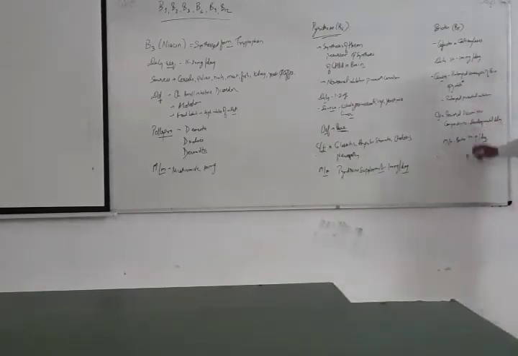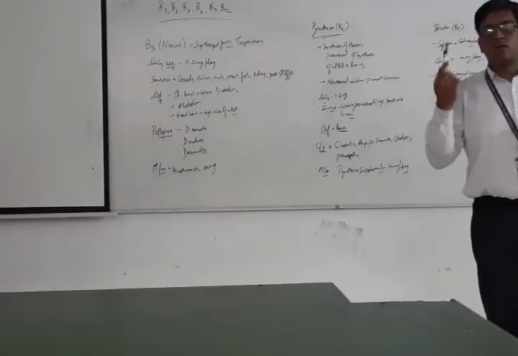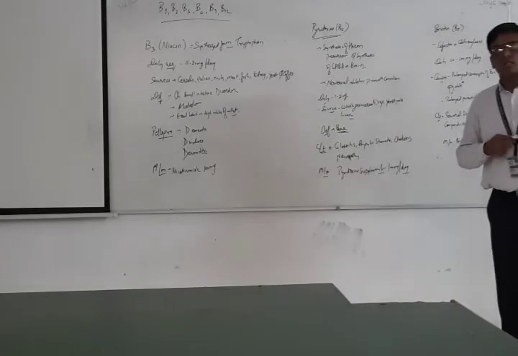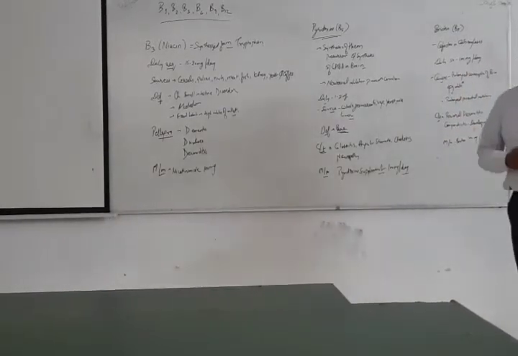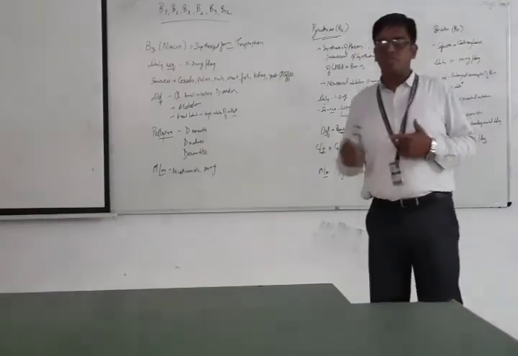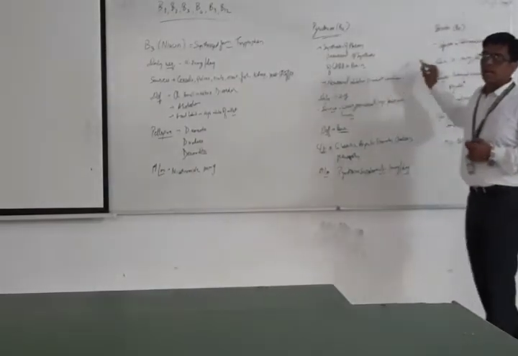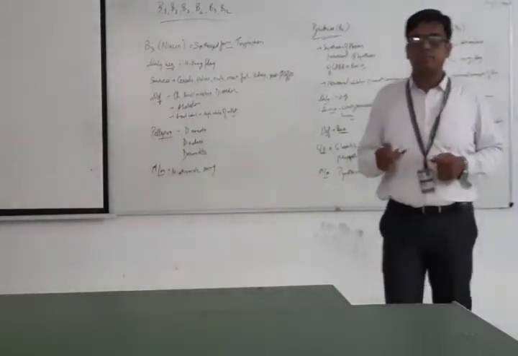The clinical features include perioral dermatitis, conjunctivitis, and developmental delay. Now, how to manage a case of vitamin B7 deficiency? You have to give a supplementation of biotin 100 mcg per day for the duration of the deficiency. So this was about deficiency of vitamin B3, B6 and B7. Now we come to deficiency of vitamin B9 and B12.